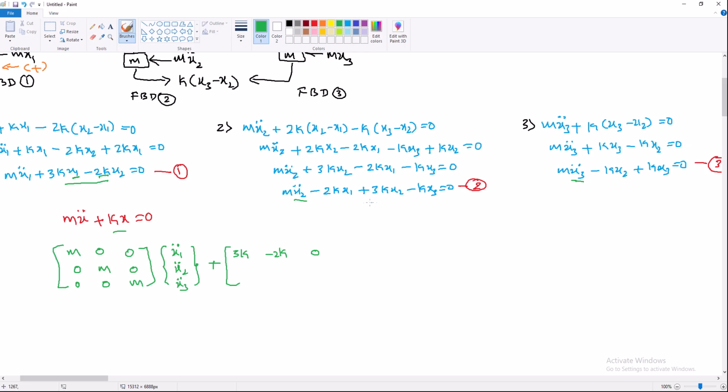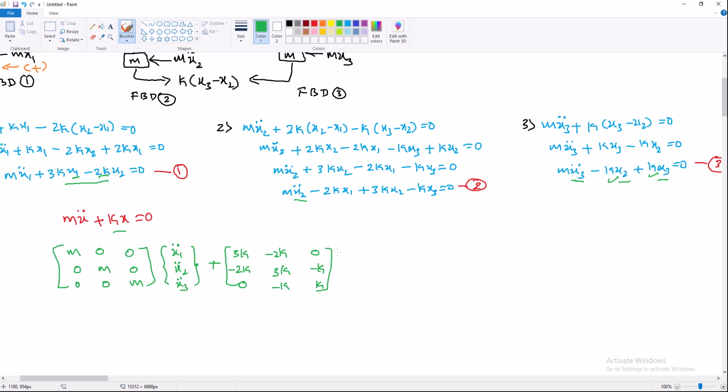Again I will consider the second equation. In this second equation, x1 has minus 2k, x2 is plus 3k, and x3 is minus k. Now I am referring to equation 3. x1 is 0 here, I do not have an x1 value, x2 is minus k, and x3 is plus k, right? This is particularly the stiffness matrix.